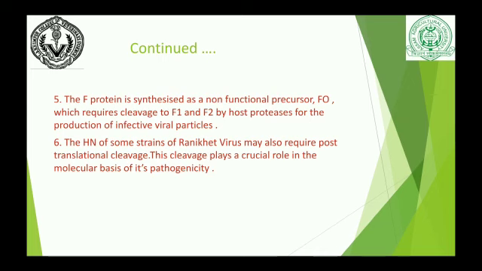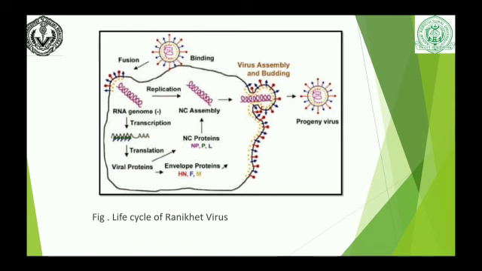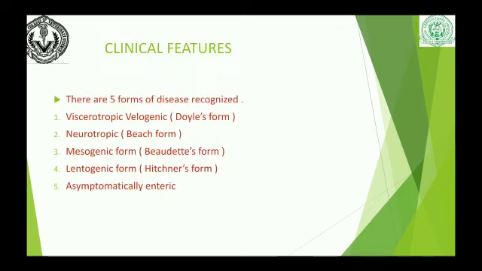Then the F protein is synthesized as a non-functional precursor F0, which requires cleavage to F1 and F2 by host proteases for the production of infective viral particles. In some strains of the Ranikhet virus, it may require a post-translational cleavage, which plays a major role in the pathogenicity of the virus. So this is the life cycle of the virus, as I have discussed. It fuses with the cell membrane, then replicates inside, and then exits the cell and transmits the disease.